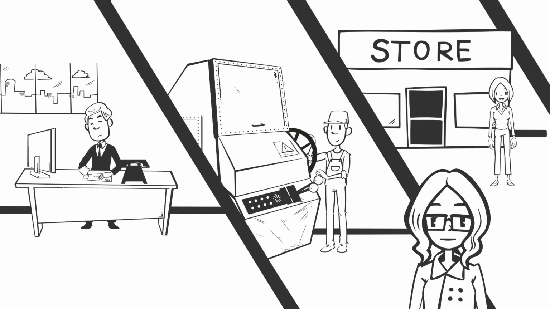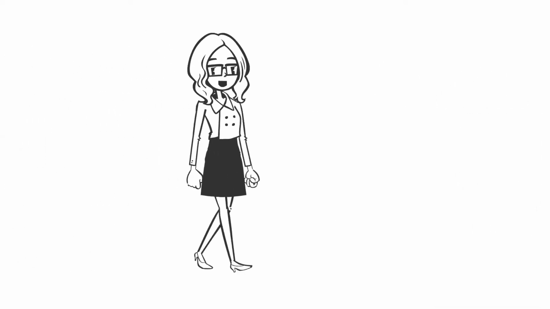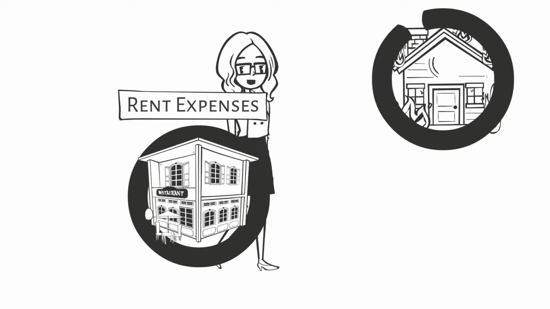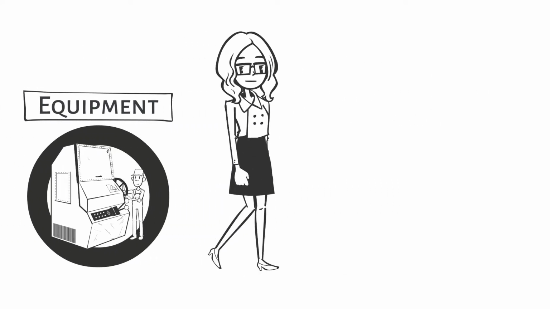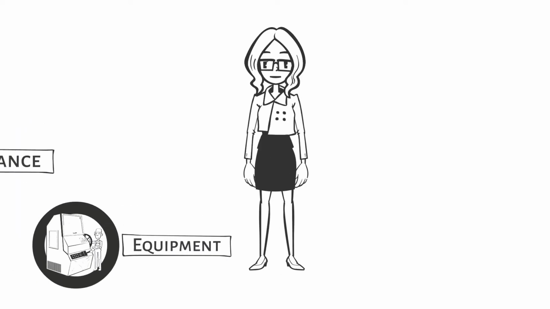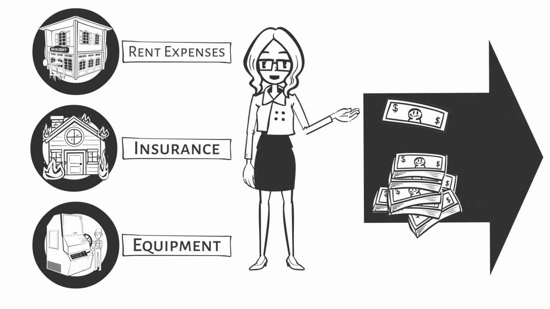A fixed cost, on the other hand, is a cost the firm incurs regardless of the number of products sold. Examples of fixed costs include rent, insurance, and manufacturing equipment costs. These costs are fixed. The firm will pay the same amount whether it sells one product or 1 million products.